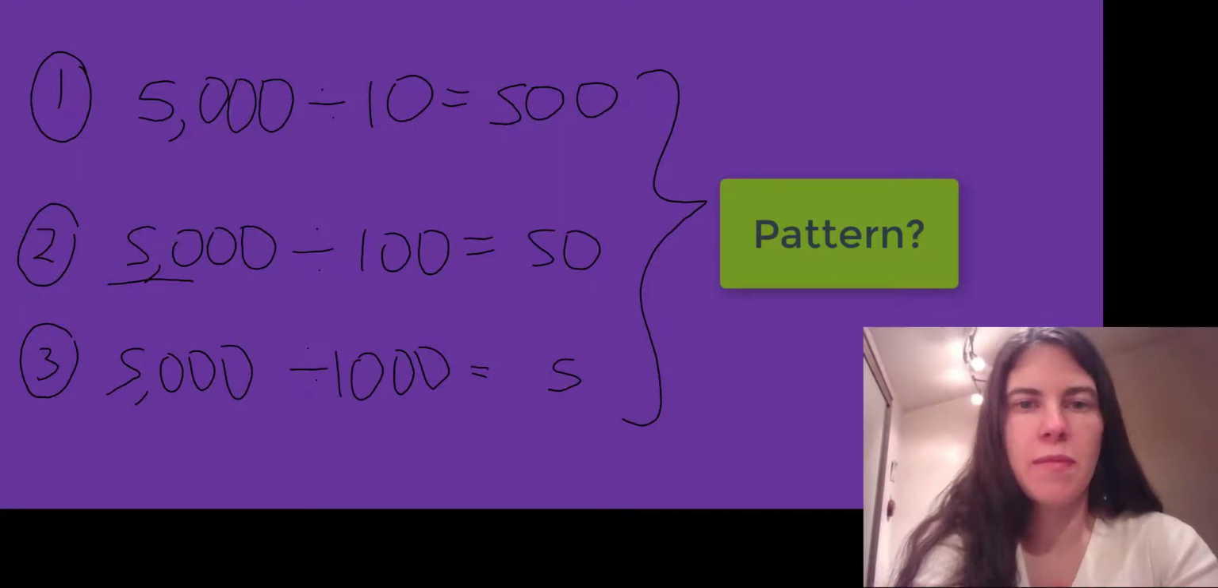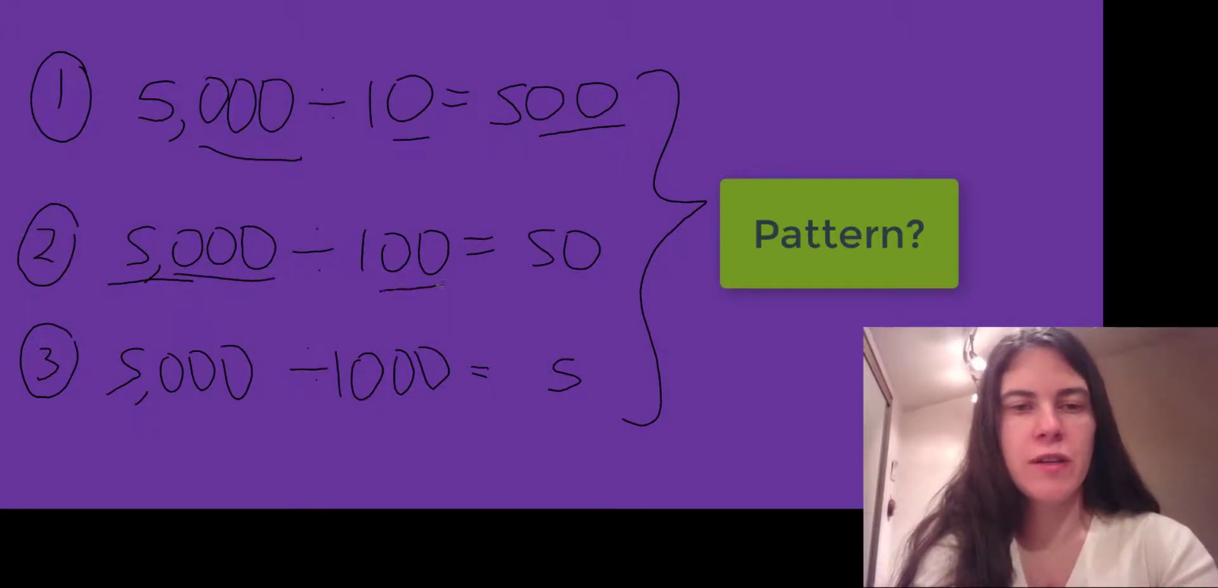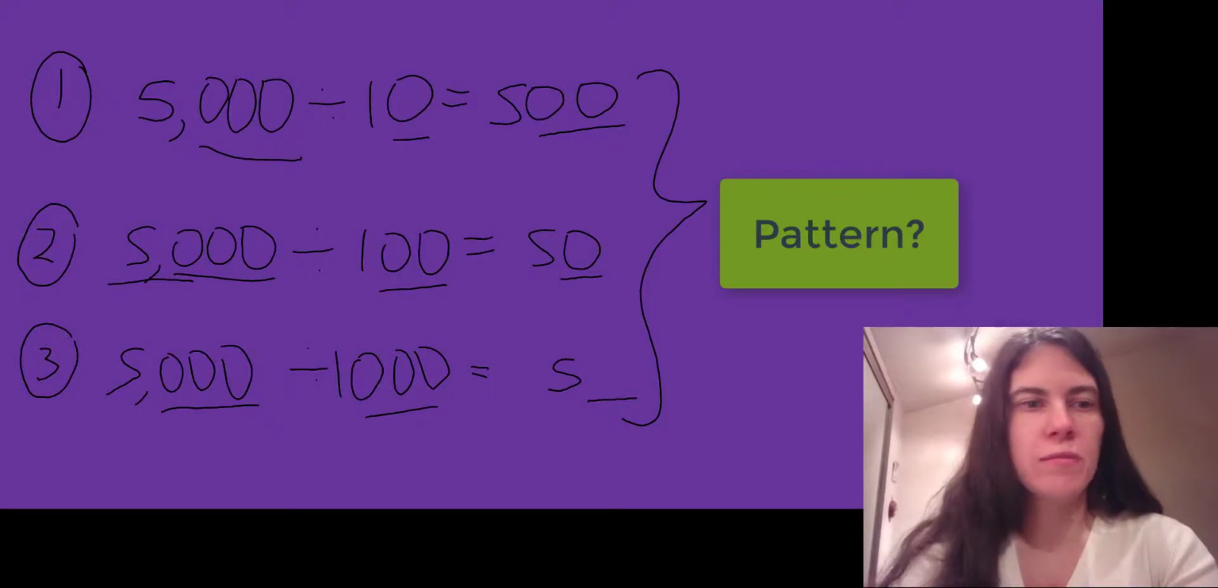Usually people talk about, well, you take away that number of zeros. Like there's 3 zeros here, you take away 1, now there are 2. There's 3 zeros here, take away 2, now there's 1. 3 zeros here, take away 3, now there are none. And that is what people learn in about 4th grade.